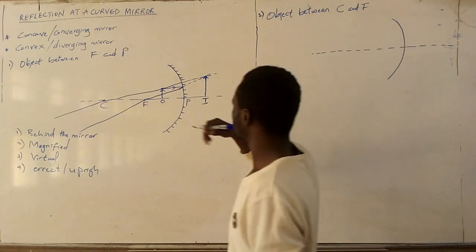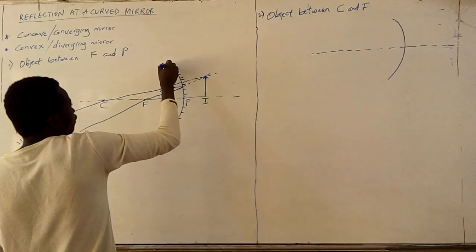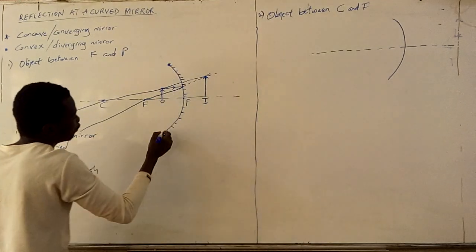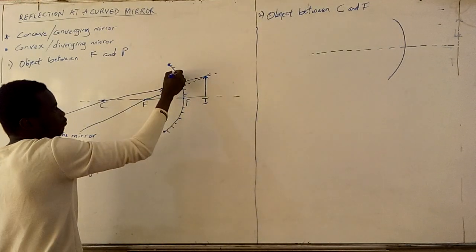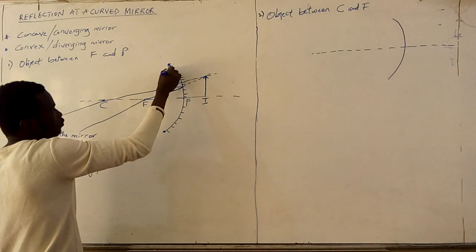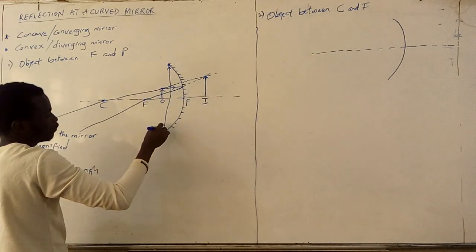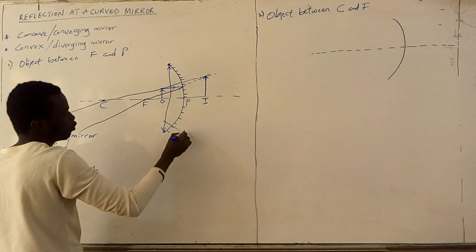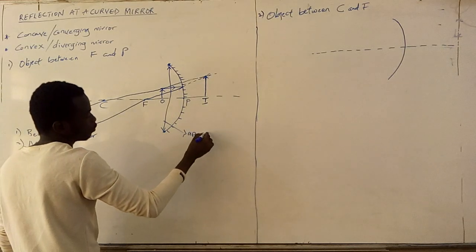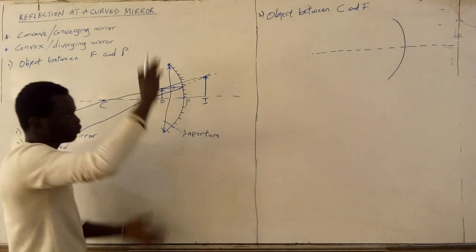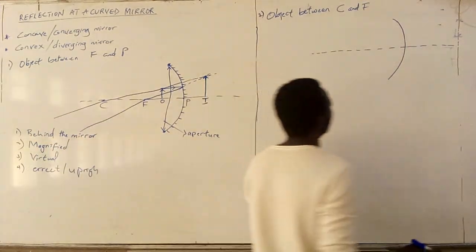Now another thing is that the distance from here to here, any point, if I'm to measure the distance from here to here, is what we call the aperture. How open is the mirror?